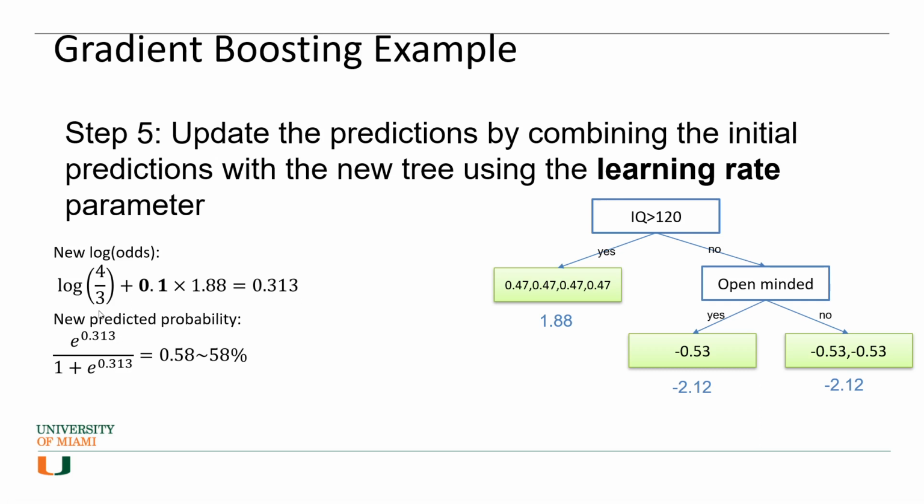Like before, you have to turn this 0.313, which is the log odds, into a probability using the logit function, and you would get 58%.